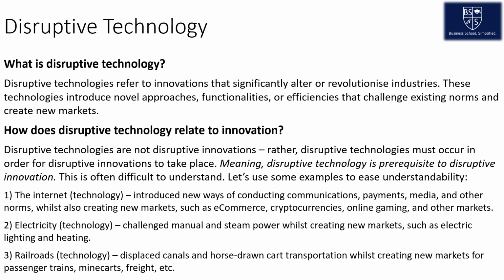Now, the final example here is railroads. Railroads is the technology that displaced canals and horse-drawn carriages by enabling disruptive innovations such as passenger trains, minecarts, and freight trains. So the key takeaway here with this slide is that disruptive technology is different to disruptive innovation. Disruptive technology is a necessary requirement in order for disruptive innovation to occur. Okay.